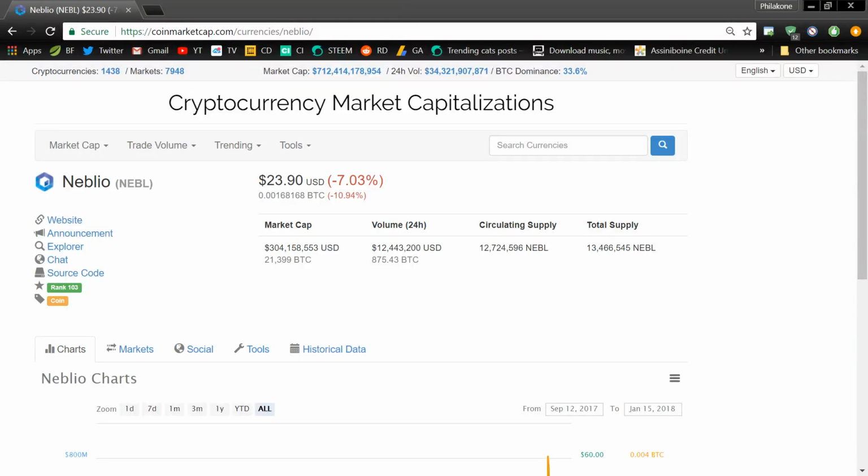So today is January 15th, and we're going to take a look at a coin called NEBLIO, because my friend Winnie suggested that I do a T on it.